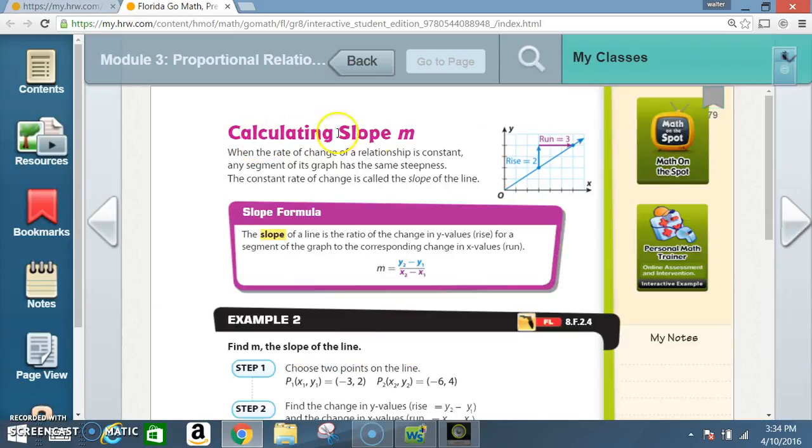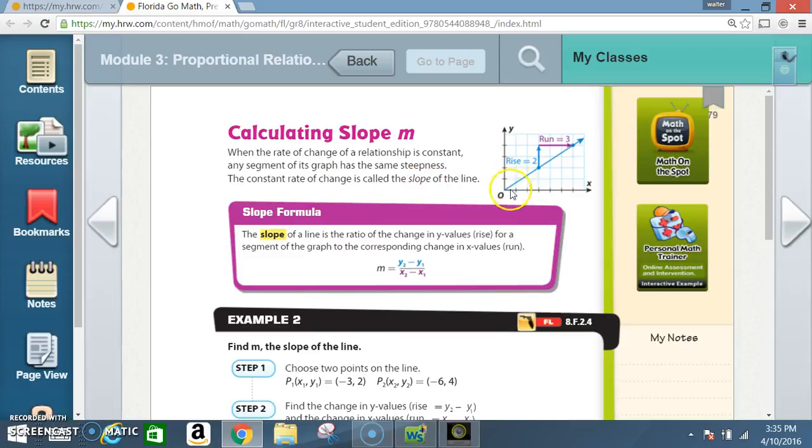Now in example 2, we're calculating slope. The variable we use for that is m. When the rate of change of a relationship is constant, any segment of its graph has the same steepness. The constant rate of change is called the slope of the line. In other words, the constant rate of change and the slope of a line are the same thing.